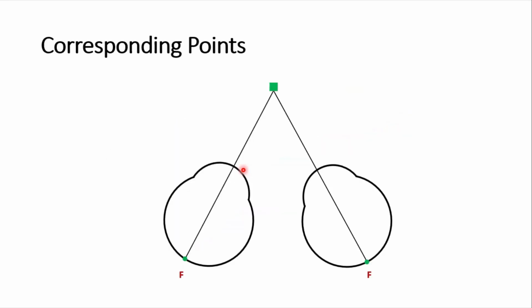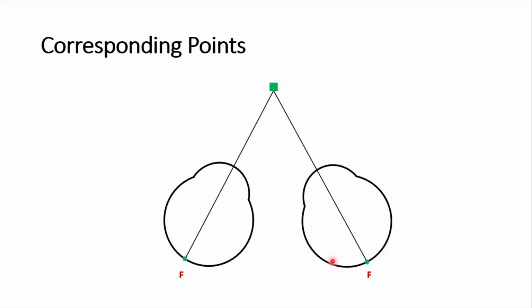And what are corresponding points? Those are points on the retina which have the same visual direction. Say we are focusing on a point, a green square in space. Since we are looking at that particular object, it will fall on the fovea of both eyes. So the fovea of both eyes are called corresponding points.